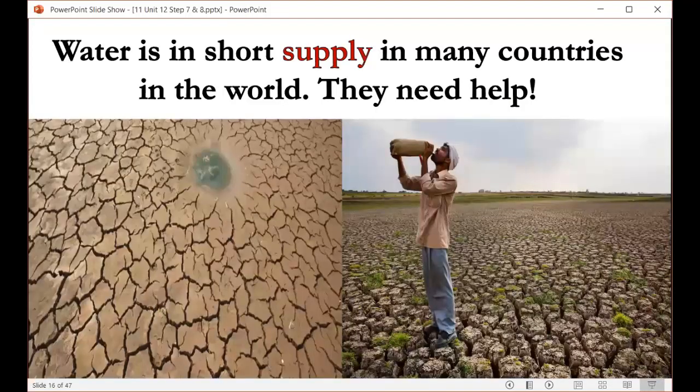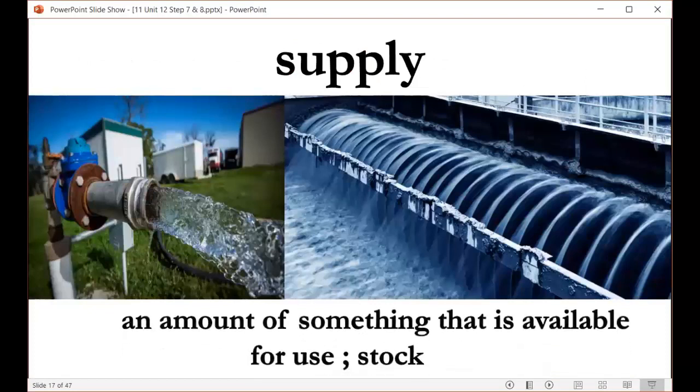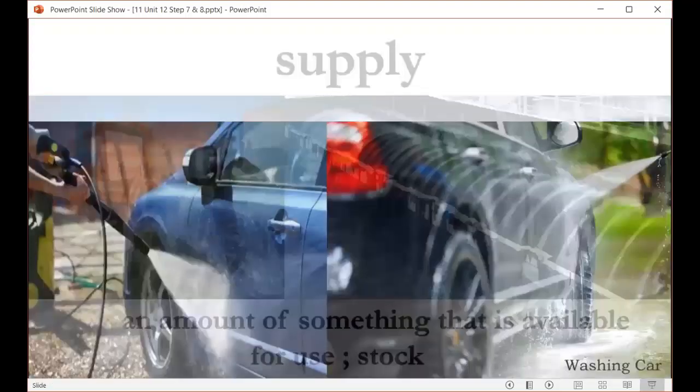The next word is supply. Water is in short supply in many countries in the world. They need help. Yeah, if they have a short supply of something, then they need help. What is supply? Supply means an amount of something that is available for use. It may mean stock, the amount of something that is available for use.